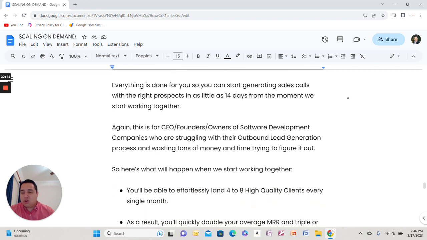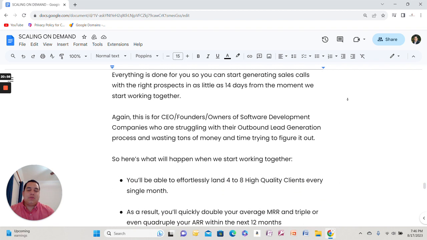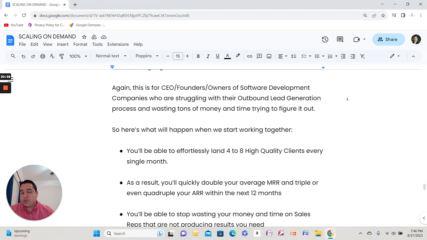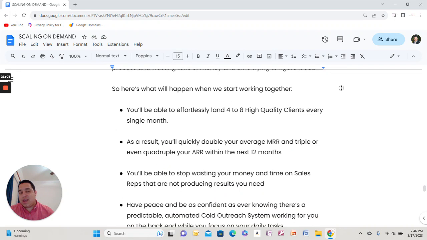Again, this is for CEOs, founders, owners of software development companies who are struggling with their outbound lead gen process and are wasting tons of money trying to figure it out. So here's what will happen when we work together. You'll be able to effortlessly land 4 to 8 high quality clients every single month, every 30 days. As a result, you'll quickly double your average MRR in a couple months, less than 6 months, I believe, and triple or even quadruple your annual recurring revenue within the next year.